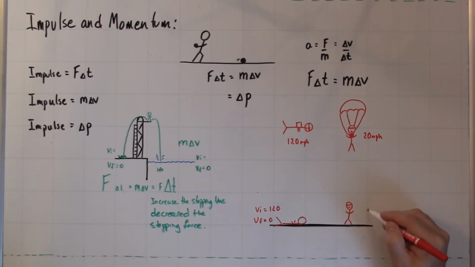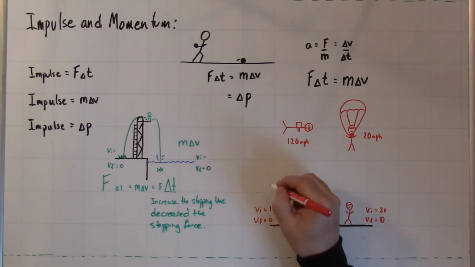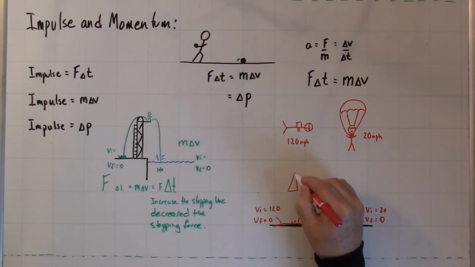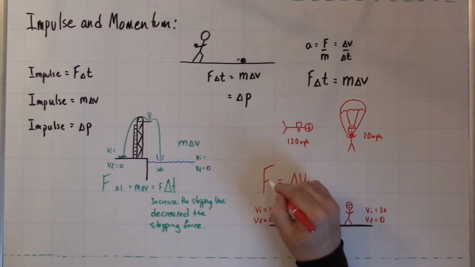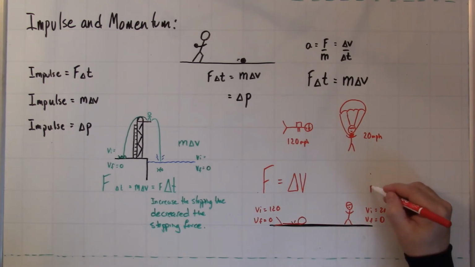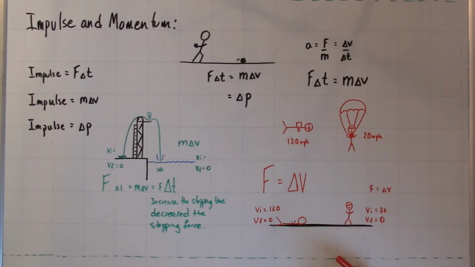So here, your initial velocity was 20, your final velocity was 0. And we can see that this is a much smaller change in velocity. So for this one, you have a large change in velocity, which gives you a large force on you. Over here, because you have a small change in velocity, you get a small force on you. That's why it's nice to slow down. So the change in velocity can make a big difference.